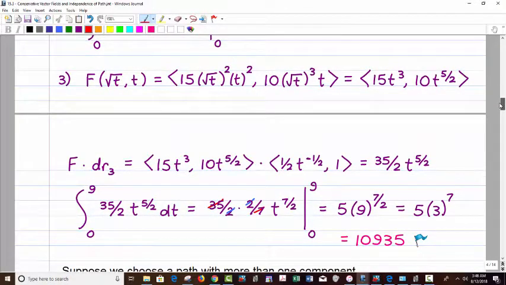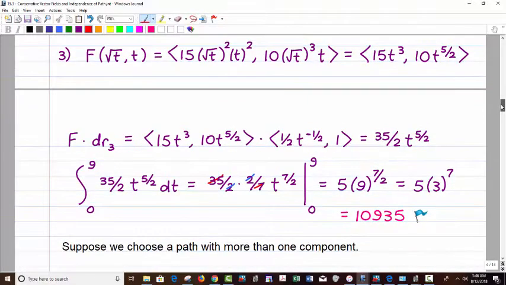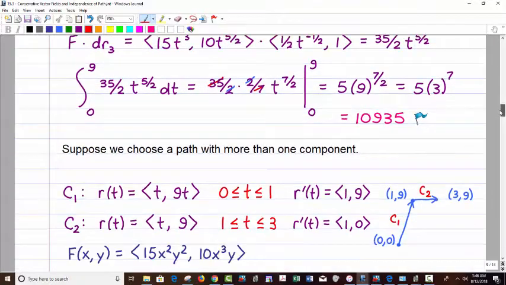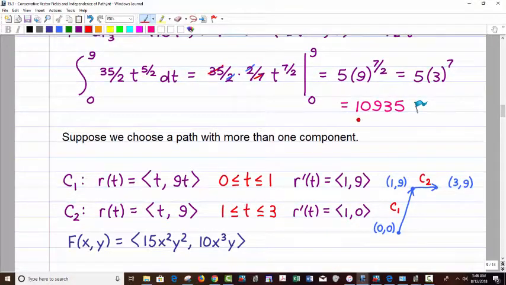Okay, this one just kind of yielded some fractional exponents. But like I said, this would not be a route that you would probably choose anyway. Why put a square root in there if you don't have to? But anyway, I'm going to skip this one, but it's there for you to look at. But, lo and behold, it did produce 10,935. You can check my work if you want to.